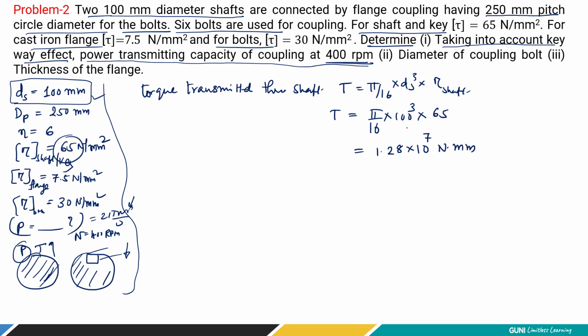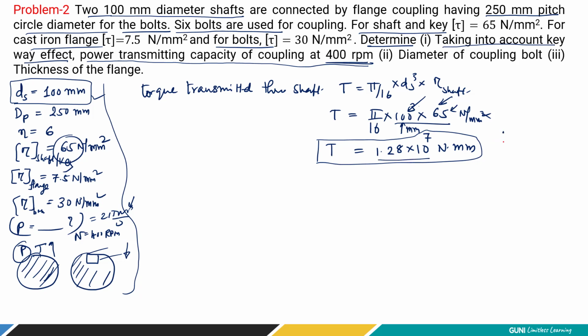Why Newton millimeter? Because the shaft diameter is in millimeter and the shear stress is taken in Newton per millimeter square, right? So millimeter squared is cancelled out and only one millimeter is left. So this is the value that comes out by considering the 100 millimeter shaft dimension. These are the conditions: if you take a safe stress of 65 and a 100 millimeter shaft diameter, you can transmit this much torque.